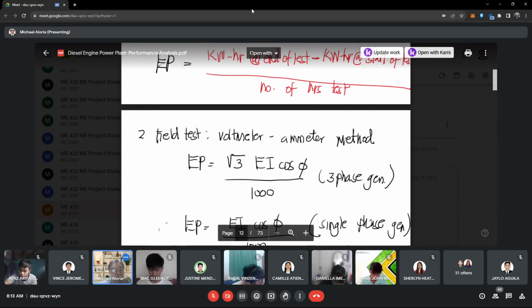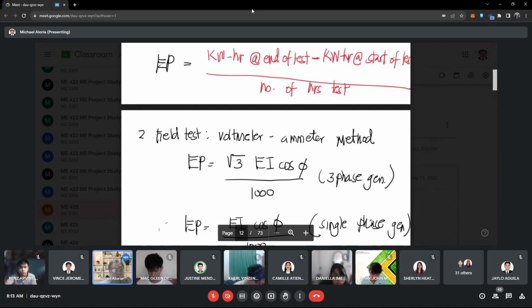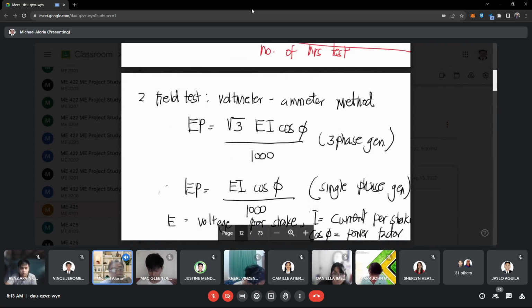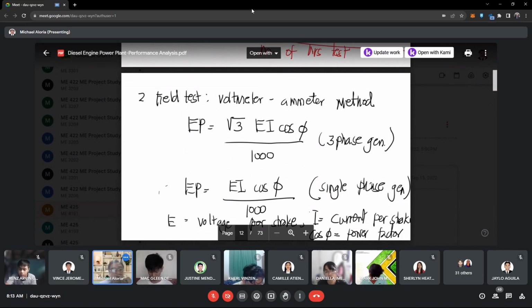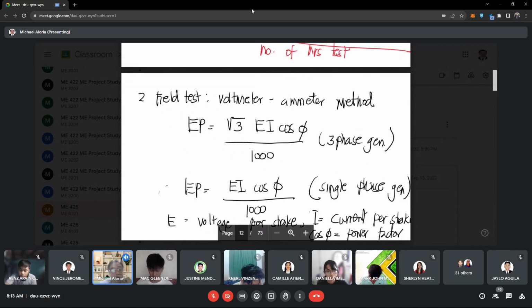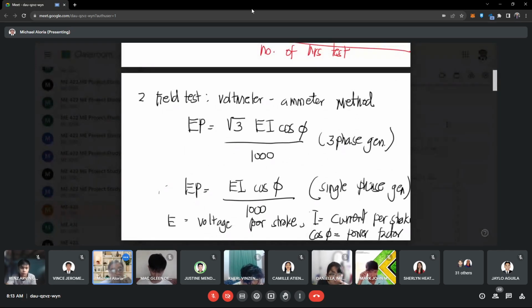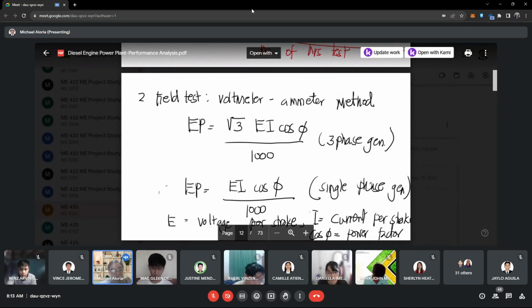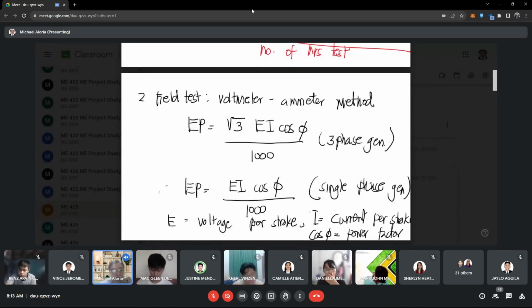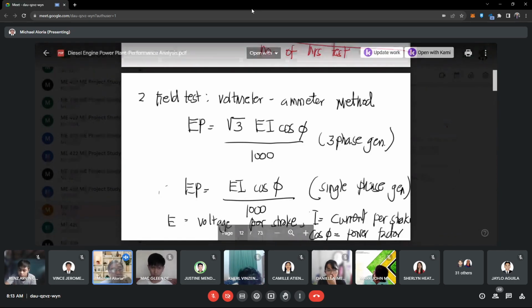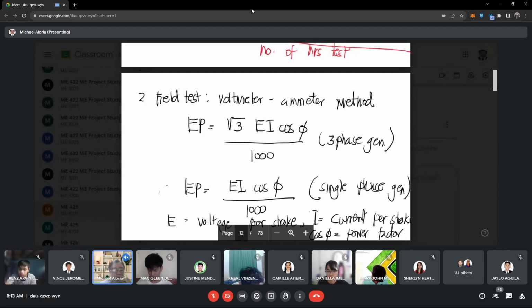To make it kilowatt. Kasi itong E dito is basically your voltage per stroke, and your I is basically current per stroke, and cosine P is your power factor. Okay? So the unit that can be derived here is kilowatt. Pagka single phase naman, single phase generator, nawawala yung square root of 3. So this is simply EI cosine P over 1,000. So we can measure your EP.